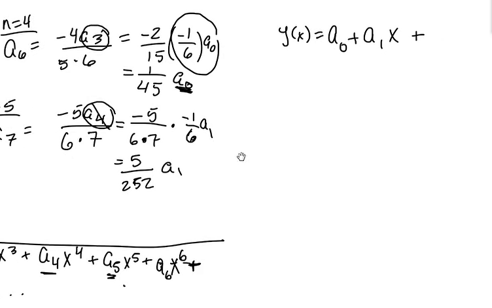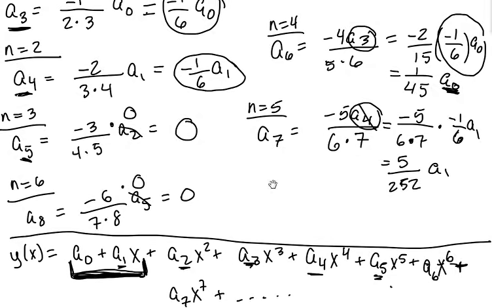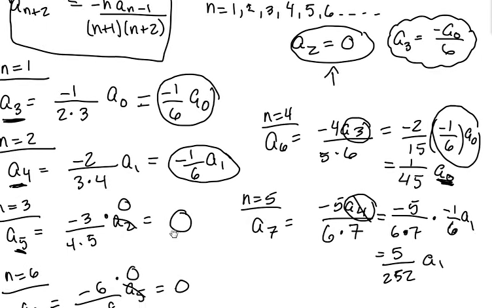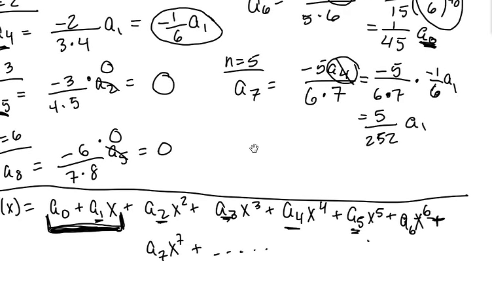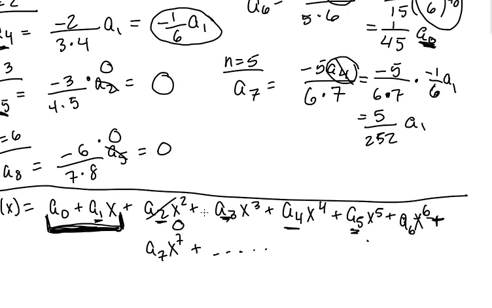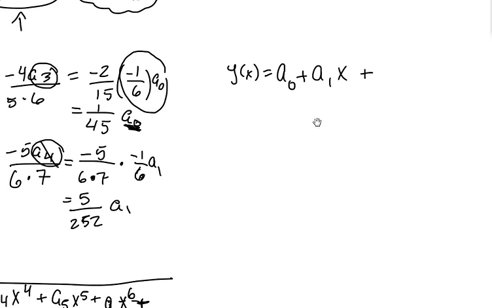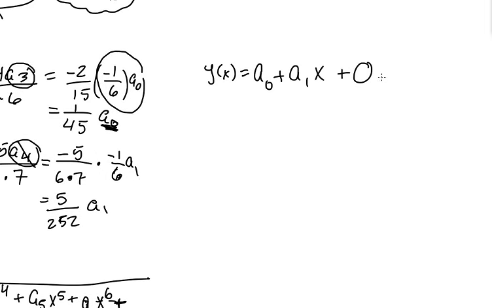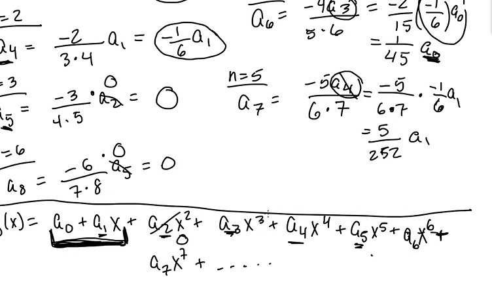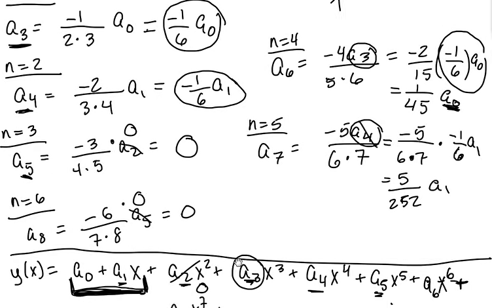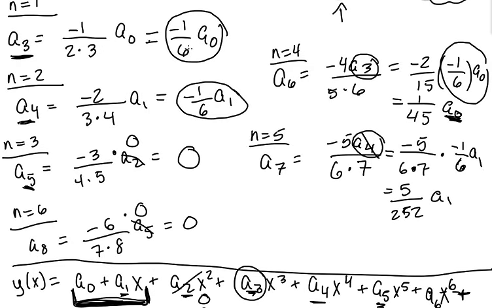Plus, okay, so what's a sub 2? Let's look for a sub 2. A sub 2 is just 0, right? We have it here. So we're going to plug in 0 for here. So this is just going to be plus 0 times x squared, but 0 times x squared is just 0. Plus, now we want a sub 3. We're looking for a sub 3. So we have a sub 3. We said a sub 3 is negative 1 over 6 times a sub 0.